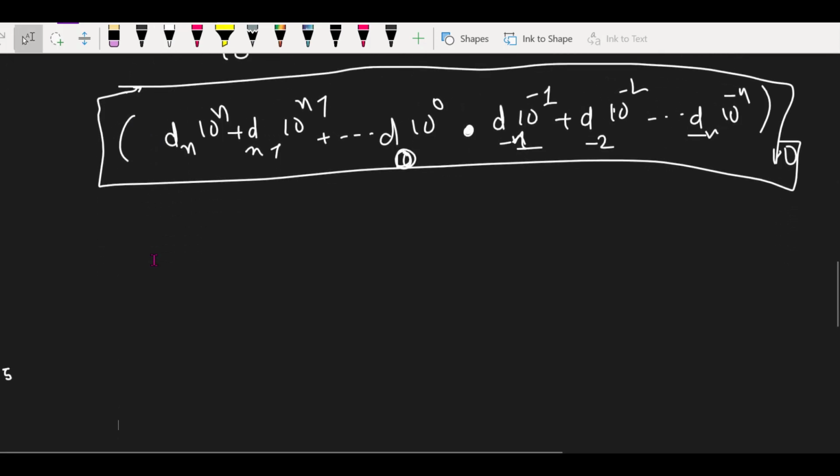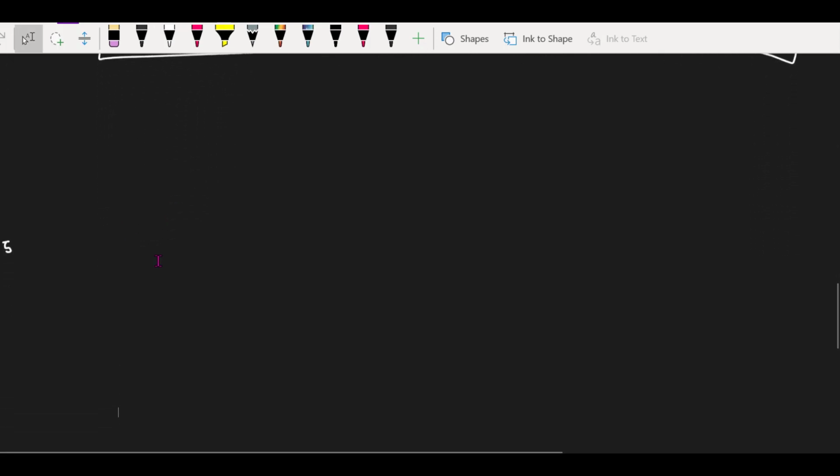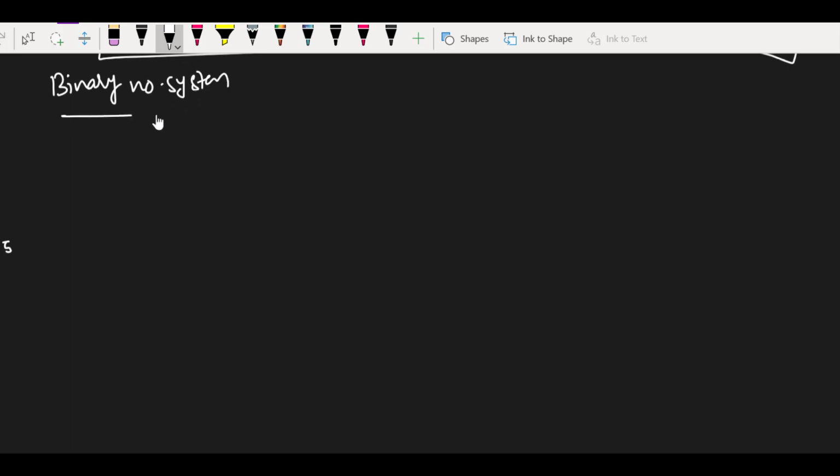Now we'll try to see the binary number system. In the binary number system, we will have only two values. One is 0, the other one is 1. It has only two different states. It means its base is 2.